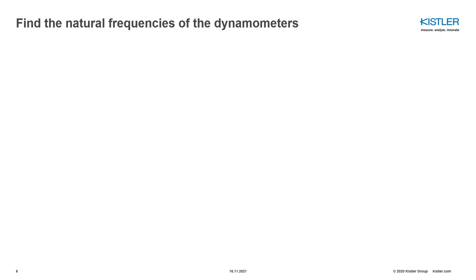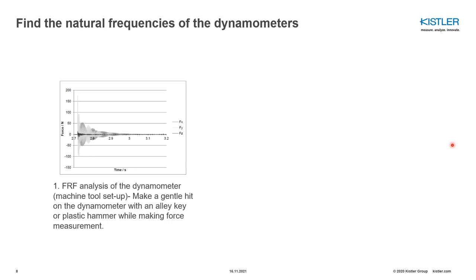How to find out the natural frequencies of the dynamometers, for instance? You can do it in different ways. If you have an accelerometer, then you can place it close to where the chip will occur, if it's milling, grinding, or turning, it doesn't matter, and then excite the system. You can do it in different ways. You can simply make a gentle hit on the dynamometer with an Allen key.